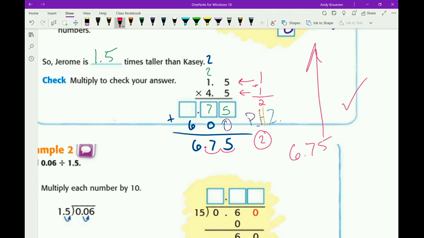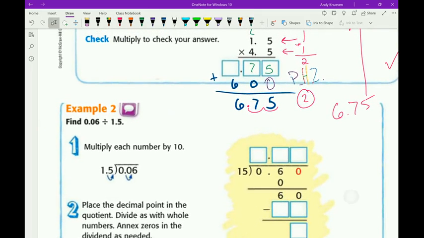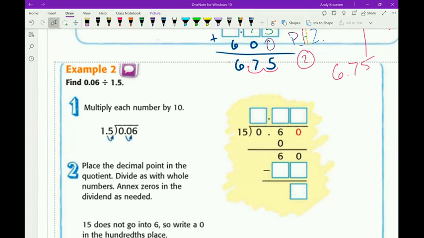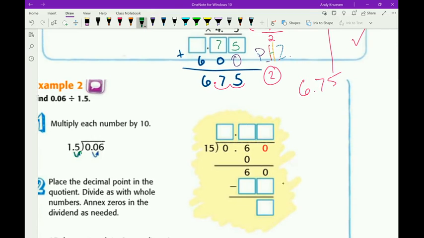All right. So let's do another one here. So find 6/100ths divided by 1.5. So again, they've already done all this little work on the side. I want to look at this and see how we are going to move it over once to the right in my 1.5. And then I'm going to move it once to the right in my 6/100ths, right?